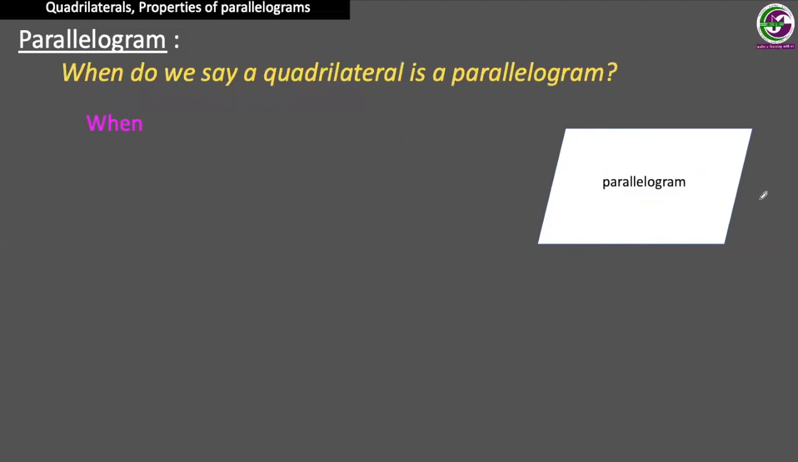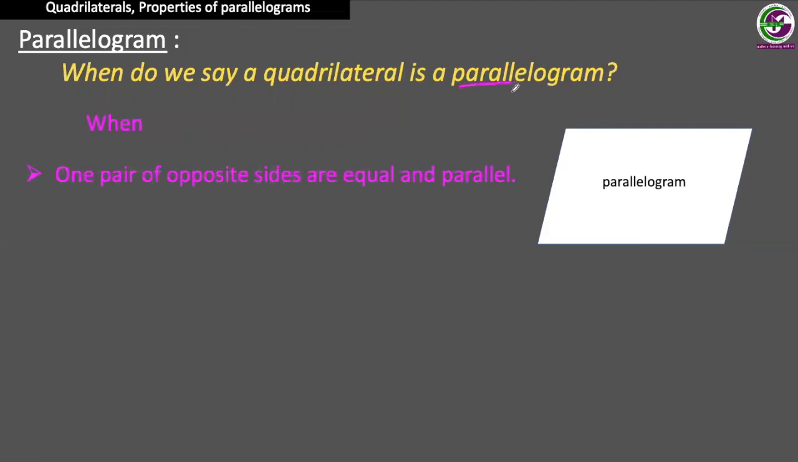Moving on to more details about parallelogram. When do we say that a quadrilateral is a parallelogram? When one pair of opposite sides are equal and parallel. Because when you have questions related to quadrilaterals, prove that this is a rectangle, or prove that it is a parallelogram or a rhombus or any other shape, the basic shape that we follow is a parallelogram.